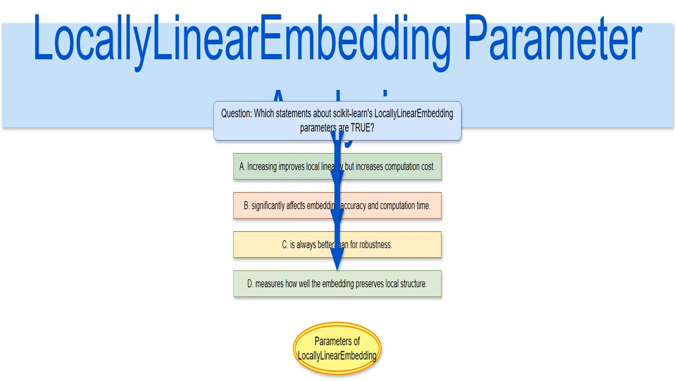I'm analyzing the parameters of scikit-learn's LocallyLinearEmbedding algorithm, which we use for dimensionality reduction. I'll explain how each parameter affects the algorithm's performance. We're looking at how changing these parameters impacts both the accuracy of the results and how long the calculations take.